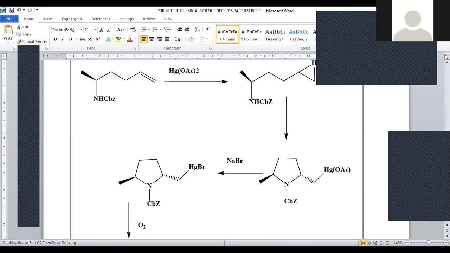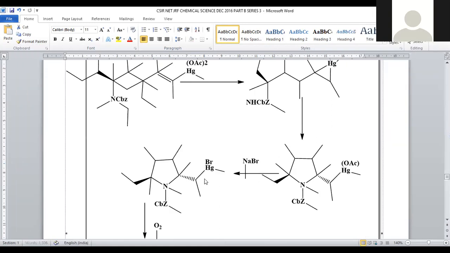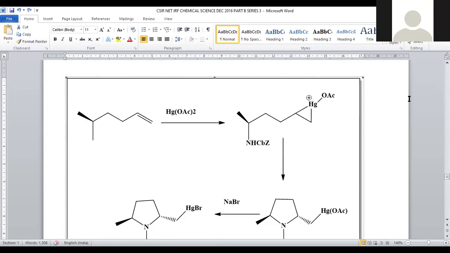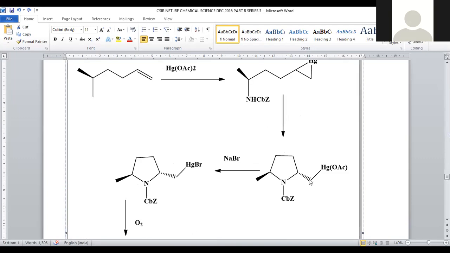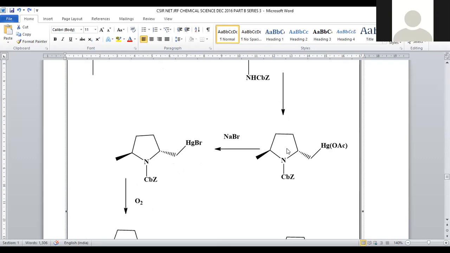Mercury acetate, when added, is able to form a cyclic compound. A cyclic compound will be generated within the structure, containing positively charged mercury. This cyclic compound further participates in the ring opening reaction. Why is ring opening carried out? Because being 3-membered, it will be highly unfavorable. So the bonded electrons will be shifted to mercury and a ring opening is possible.